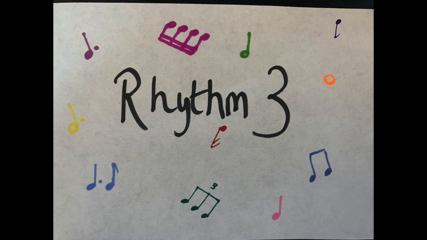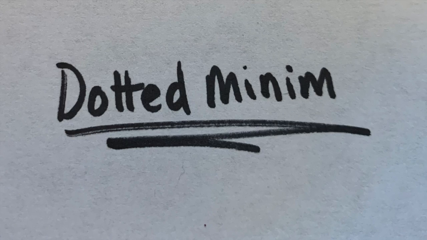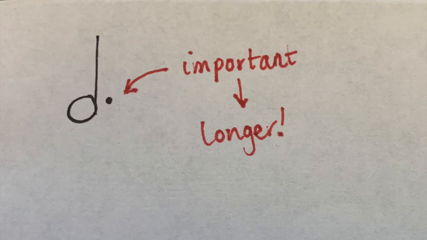But anyway, enough about what we've learnt in the past. We are now going to start learning about this note, the dotted minim. This is what it looks like. This dot is really important. It means that it makes the note before it longer than it already is. But the question to ask now is how much longer?